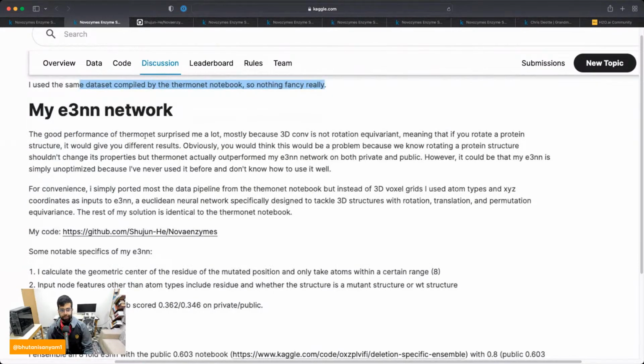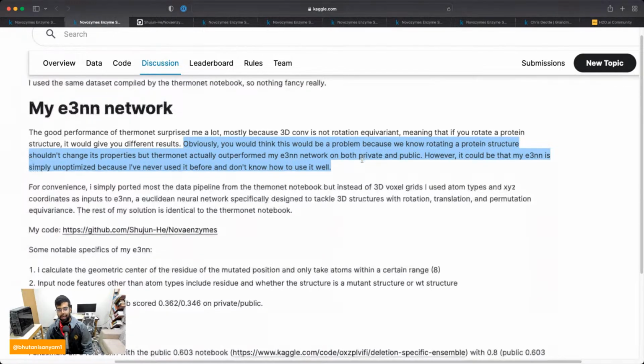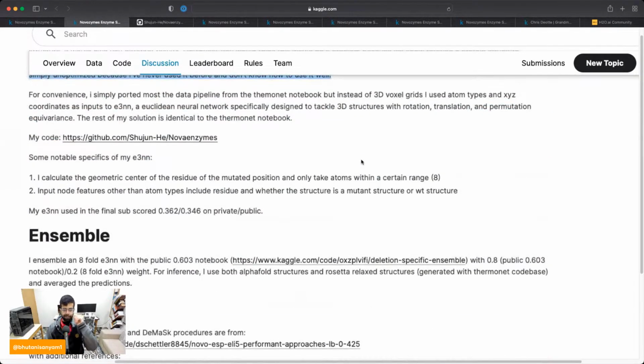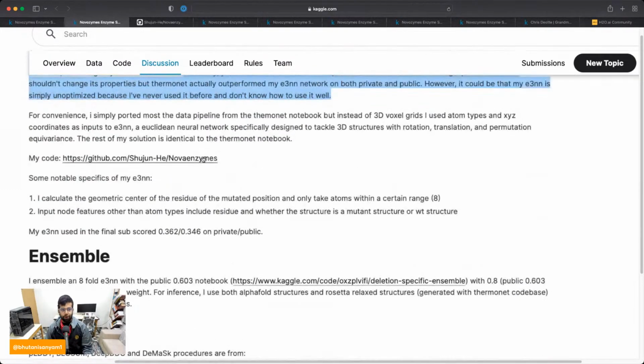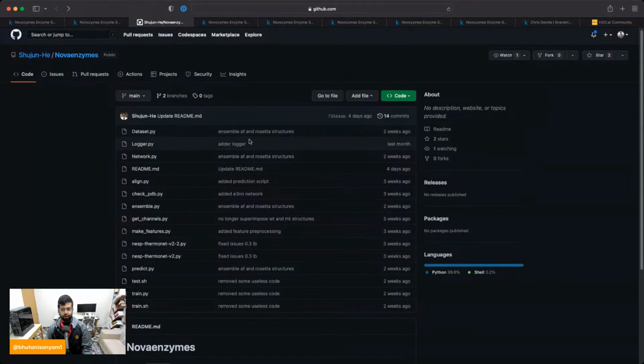He says the good performance of Thermonet really surprised him because 3D conf is not rotation equivariant, which means that if you rotate a protein, it would give you different results. Obviously, you would think that this is a problem because rotating a protein structure shouldn't change its properties. But Thermonet outperformed his models. It could be that his E3NN is unoptimized and he didn't do it well, but he just writes praise for the model. Also, side note, he has also made his entire approach public. So you can check out the code as well on his GitHub repo if you want.